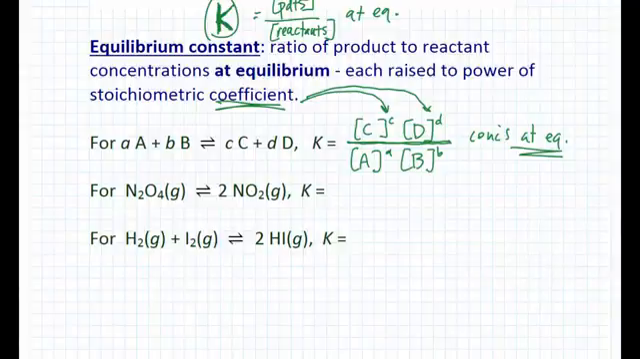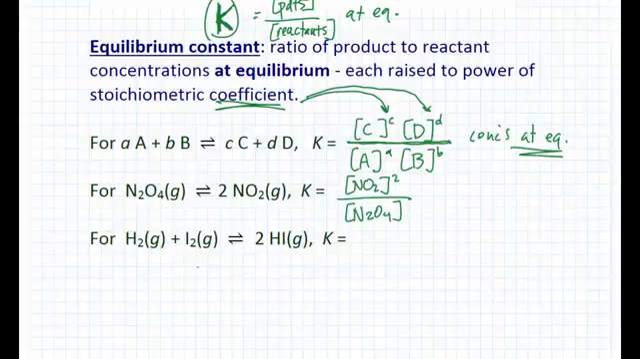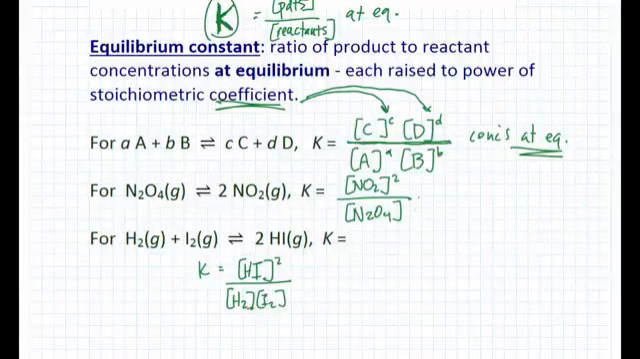So let's just write these ones quickly. What's going to be the top of the fraction for this one? Yep, the concentration of NO2 squared over N2O4. For this one, what's it going to be? H2 concentration times I2. I'm just going to write EQ next to those as a reminder.